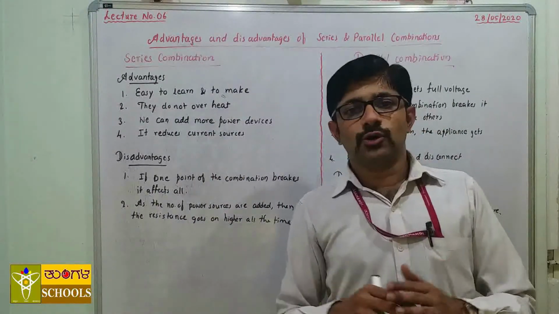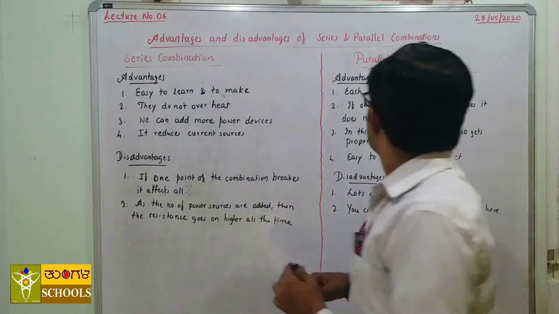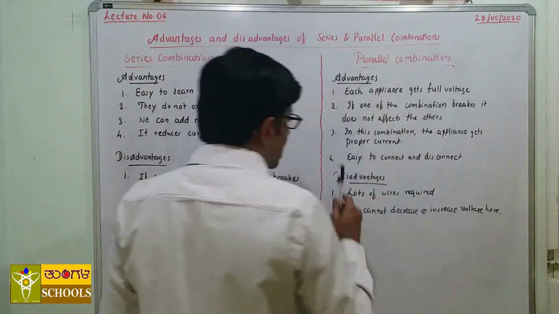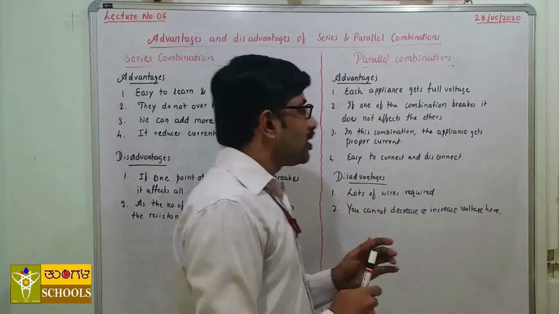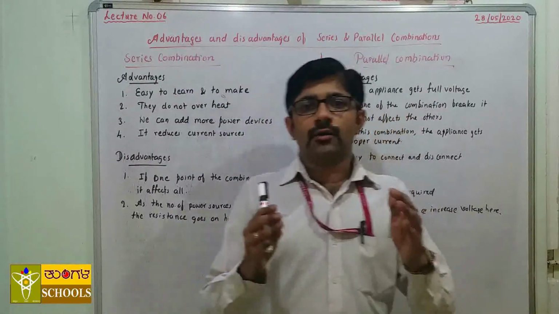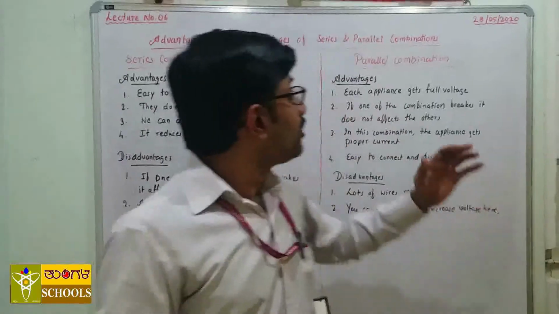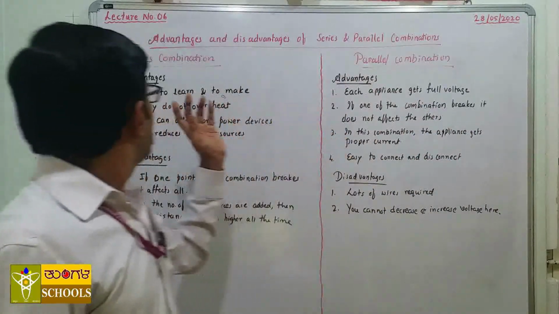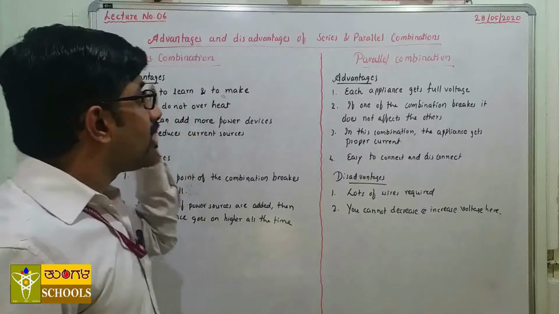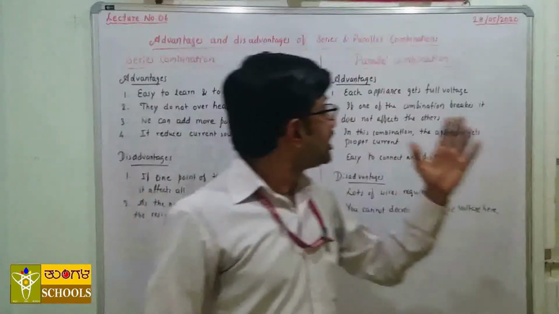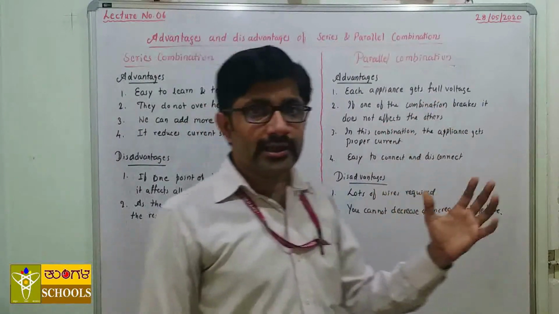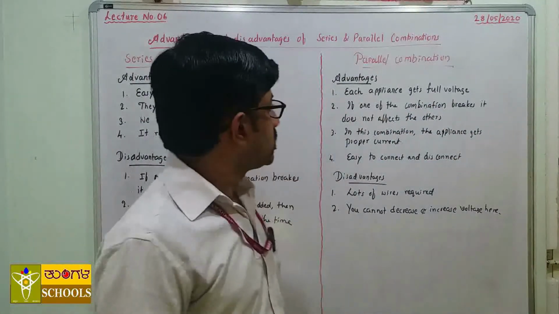Let us move on to the parallel combination advantages and disadvantages. In parallel combination, the appliances get the complete voltage, unlike in series combination. In each appliance, you are getting the full amount of voltage.